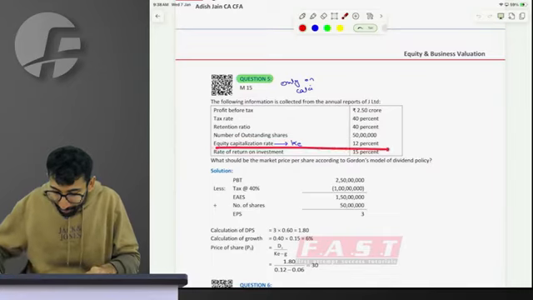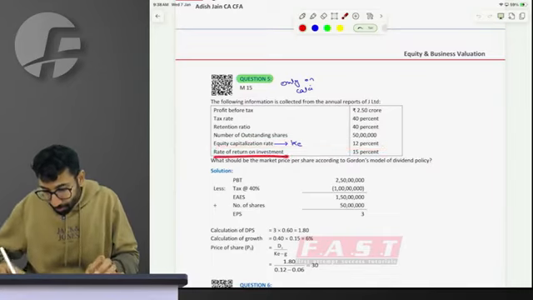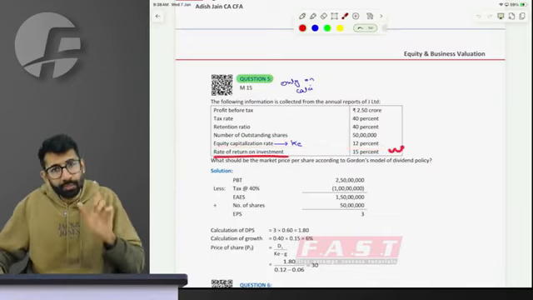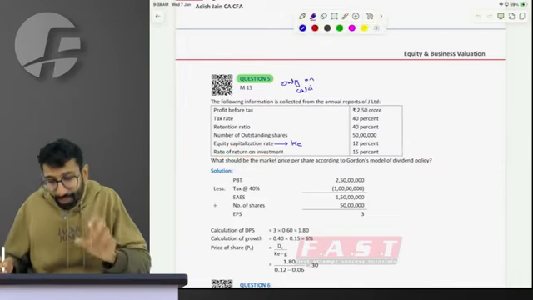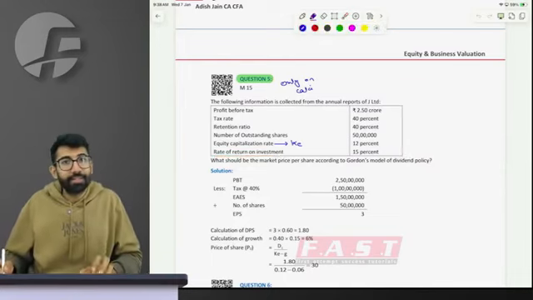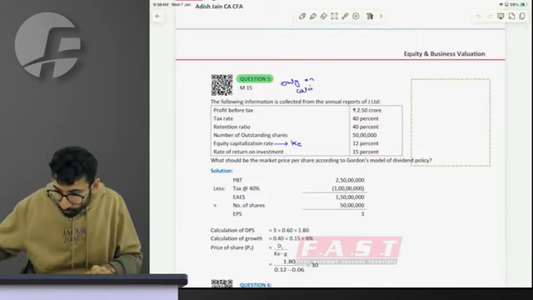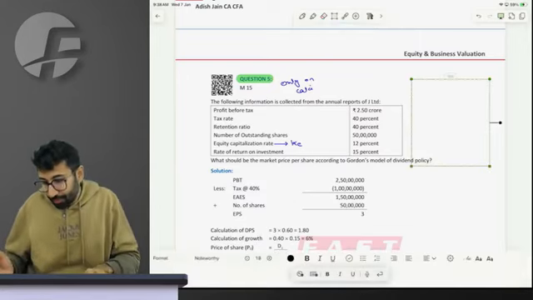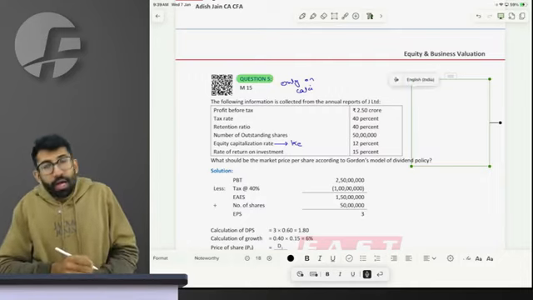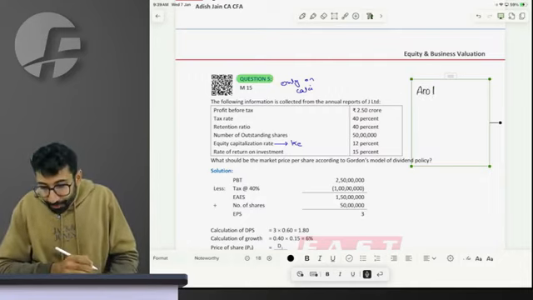Perfect. So equity capitalization rate 12%, rate of return on investment. Are ROE and ROI two different things? Are the two things different? Please tell me. ROI is the return.